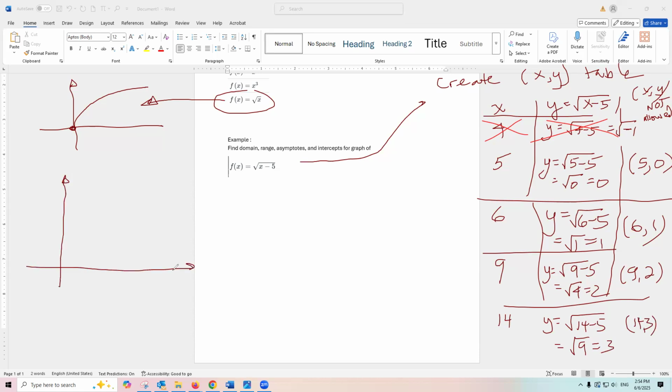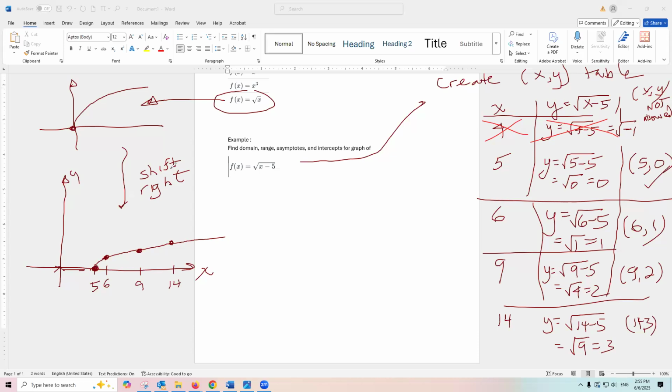All right, so let's do 5 comma 0. That means go horizontally 5. Let's put 5 here. Go horizontally 5 and vertically 0. So that's the point 5 comma 0. 6 comma 1 would be here. 9 comma 2 would be over here somewhere. And 14 comma 3 would be here. So I could see this is going to be this familiar shape. But do you notice how this graph is shifted to the right compared to the original square root of x function?